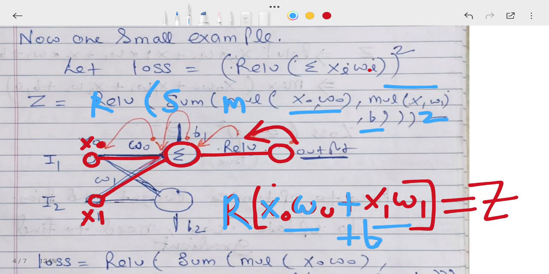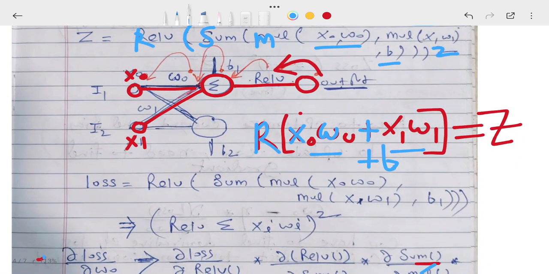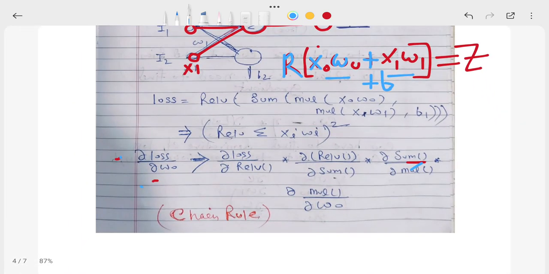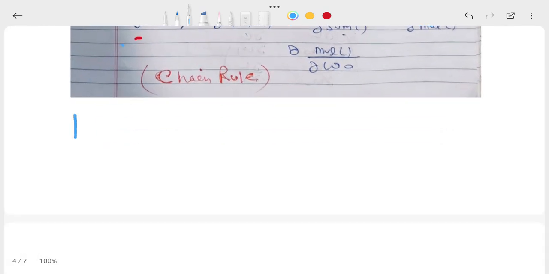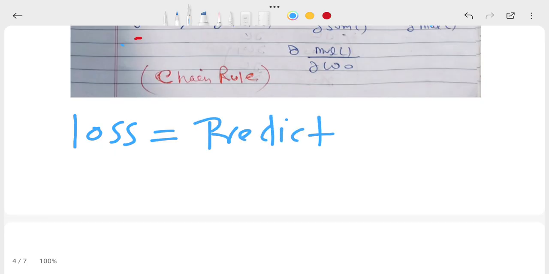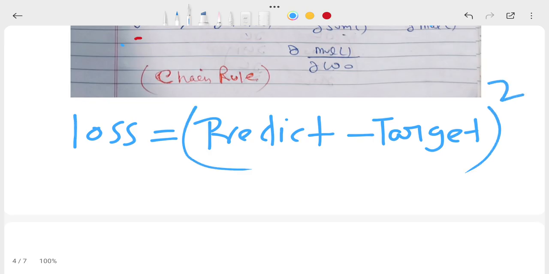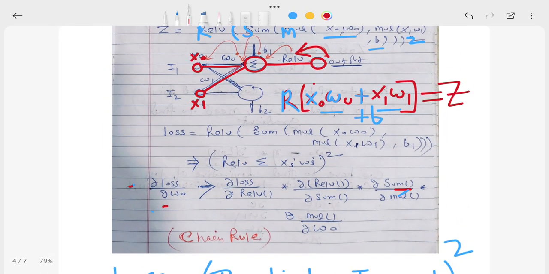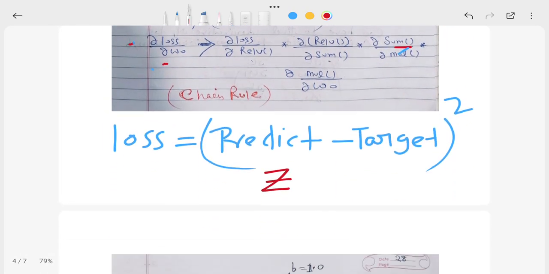Then whole square. Why? Because I am finding the loss. Now listen here. What is the meaning of loss? Loss is equal to predict minus target, whole square. Why whole square? Because maybe this is negative, and loss will never be negative, so I am writing it in positive. My predict is Z. My Z is ReLU of x0 w0 plus x1 w1.